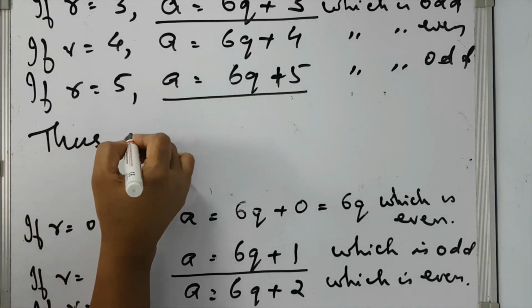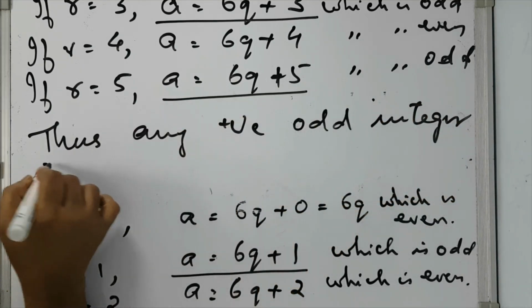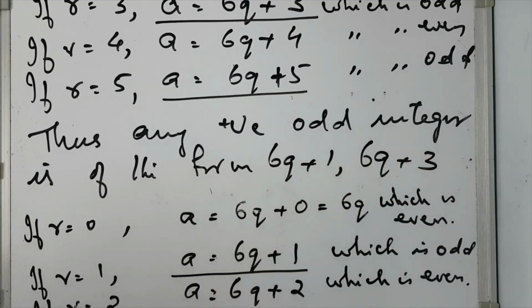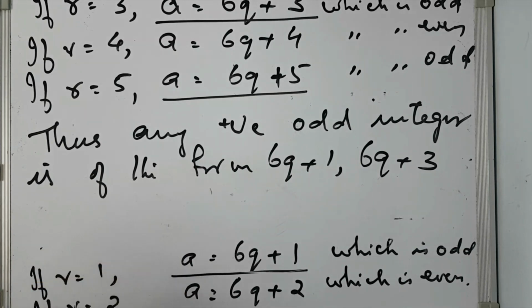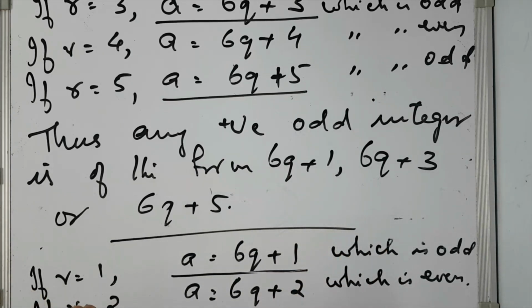Thus, any positive odd integer is of the form 6q plus 1, 6q plus 3 or 6q plus 5. So this is the sum. Please go through the procedure. First we take a as any positive integer and b we pick as 6 because in the question it is given in the form of 6q plus 1, 6q plus 3, 6q plus 5. If it would have been 8q, we would have taken 8. If it would have been 9q, we would have taken 9. Hope you understood it. So we get 6q plus 1, 6q plus 3 and 6q plus 5 as any positive odd integer. Let's do question number 4.